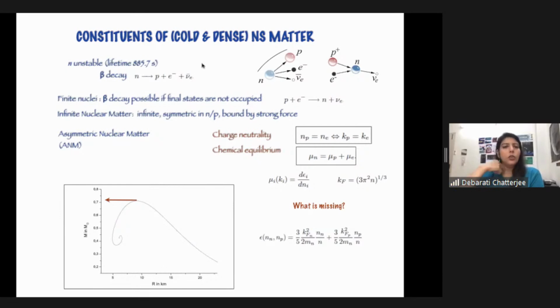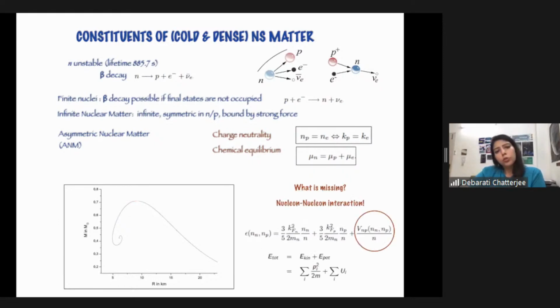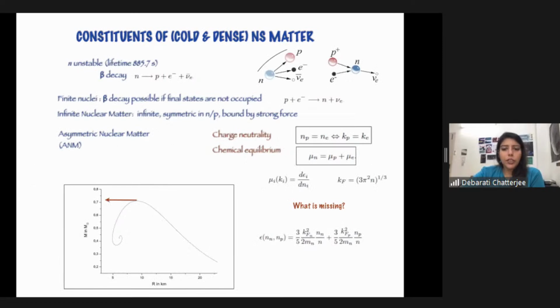So charge neutrality also tells you, since neutrons are neutral, that the number of protons should be equal to the number of electrons. So this is the other condition that we have to satisfy to have a stable neutron star. Even if these are accounted for, you will see that the mass actually reduces further. So definitely this was not the ingredient that explains 1.4 or 2 solar mass neutron stars.